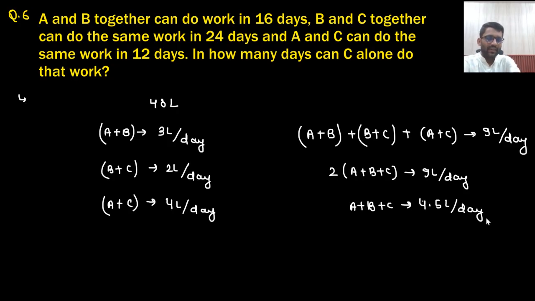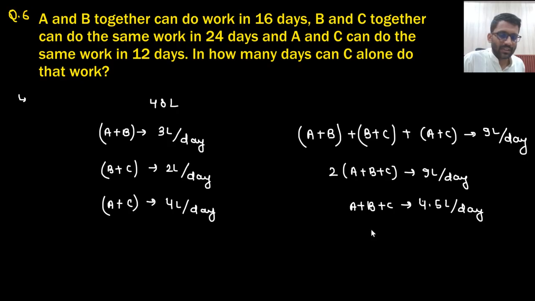A, B combined were eating 3 laddu. So basically, if I get 2A, 2B and 2C, they will eat 9 laddu per day. So 1A, 1B and 1C will eat 4.5 laddu per day. Say yes or no, right? So A plus B plus C is eating 4.5 laddu per day.